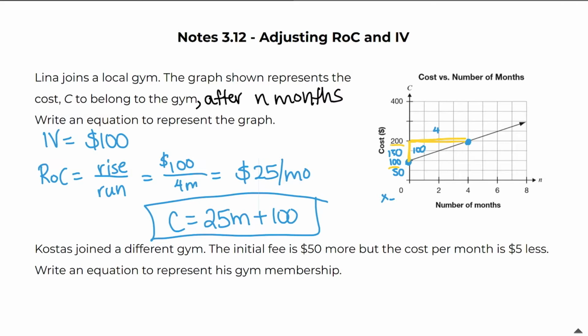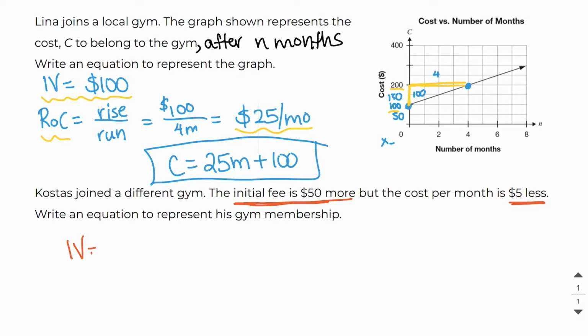Now, in the next part, it says that Kostas joined a different gym. And this time in this gym, the initial fee is $50 more, but the cost per month is $5 less. And now we want to write an equation for Kostas. So we know that the initial value was originally 100 and that the rate of change is $25 per month. And to find this equation right here, we need to do the same thing. We want to find the initial value and the rate of change.